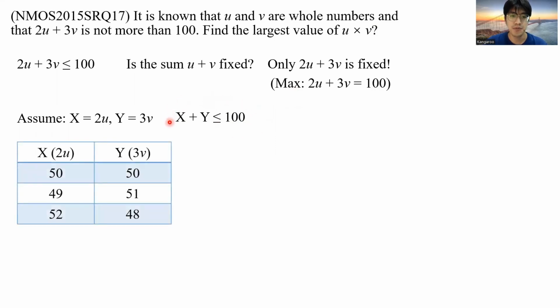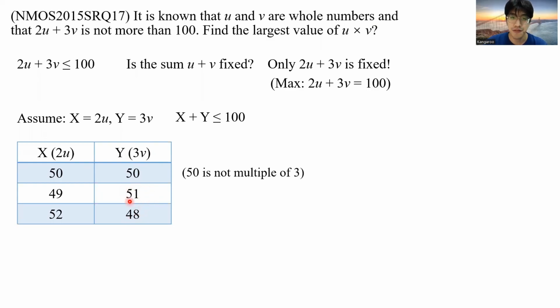In order to maximize the product of x and y, naturally we want to minimize the difference of x and y. That gives us the case when x equals 50 and y equals 50. But let's check if this case is possible. The answer is no, because y must be a multiple of 3, since y equals 3v, but 50 is not a multiple of 3. So next, let us find the closest multiples of 3 to 50. That is 51 and 48.